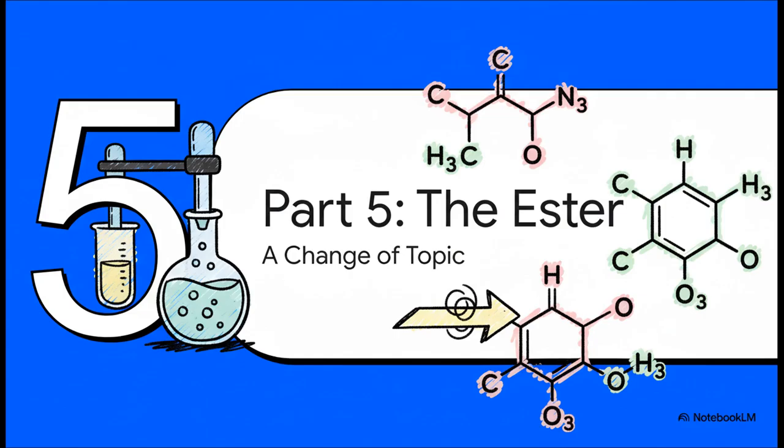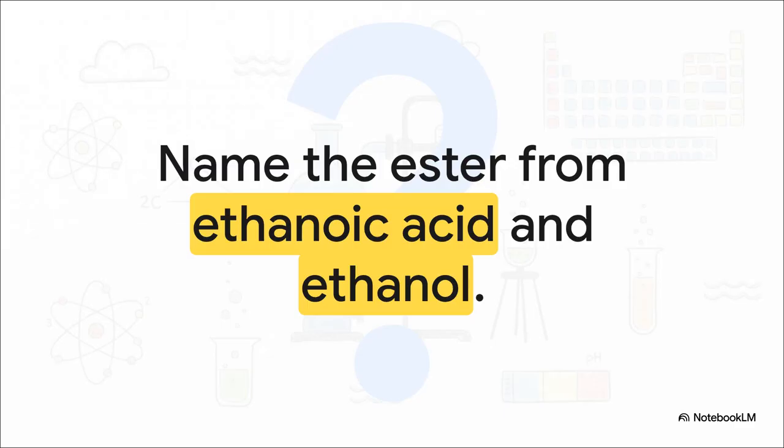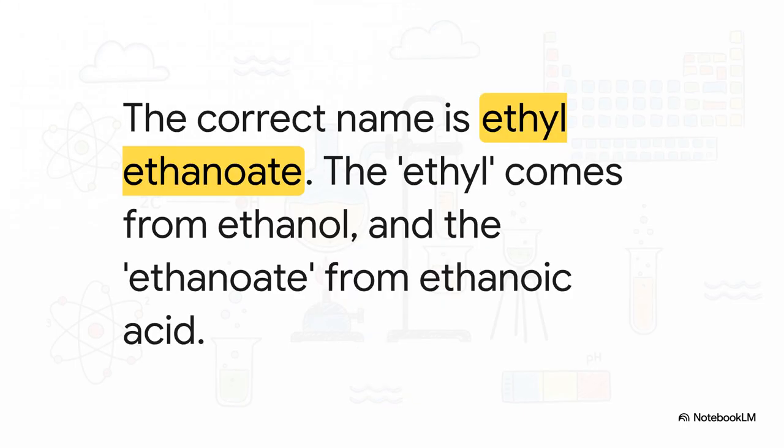For the final part of this question, we're taking a bit of a sharp turn, moving away from acids reacting and diving into the world of esters. Okay, this one's a nice simple 1-mark recall question. What do you get when you react ethanoic acid and ethanol? It's all about knowing that naming convention. And the answer is ethyl ethanoate. It's pretty logical if you think about it. The ethyl part comes from the alcohol, ethanol, and the ethanoate part comes from the carboxylic acid, ethanoic acid. That's a lovely, simple mark if you know that rule.